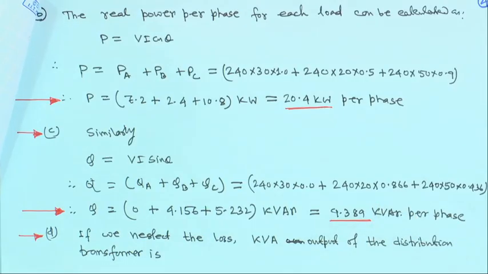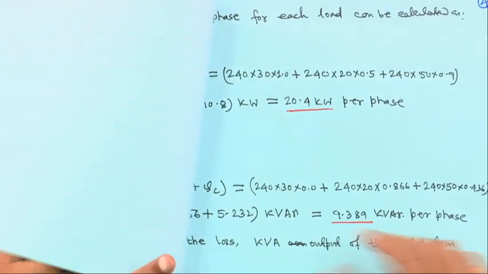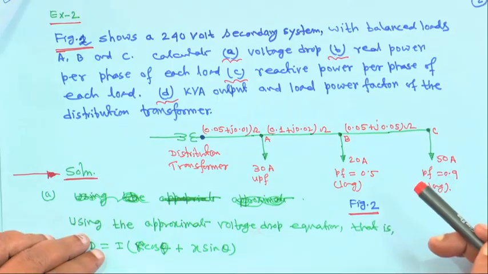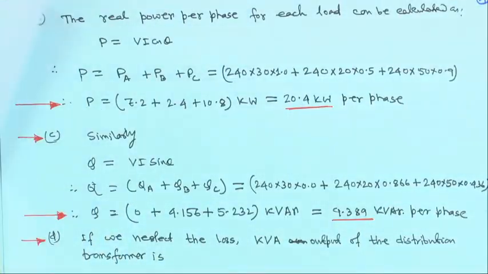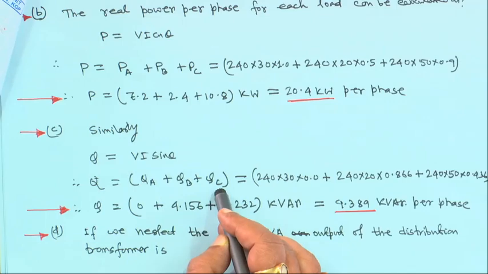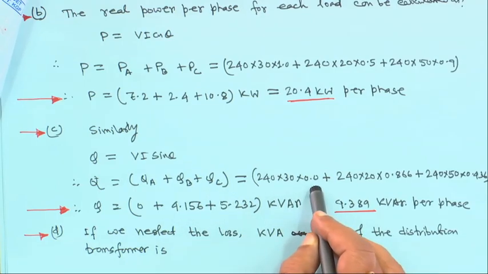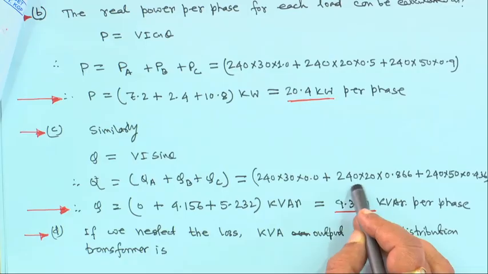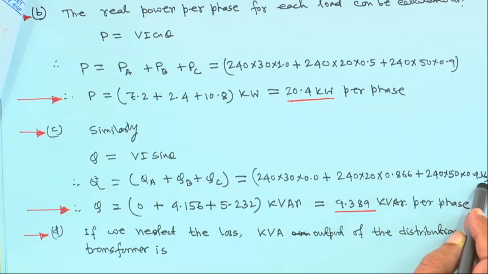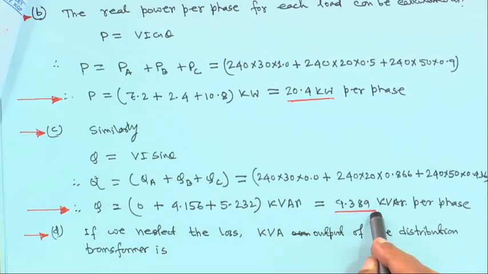This is approximate, because everywhere we are taking the voltage as 240 volt, every node voltage is 240 volt. If you calculate the voltage, it will be different, right. Similarly, Q is in general V I sin theta, that is Q A plus Q B plus Q C. That will be 240 into 30 into sin theta 0, plus 240 into 20, the current, into sin theta 0.866, plus 240 into 50, the current, into sin theta 0.436. If you compute, it is 9.389 kilovar per phase, right.